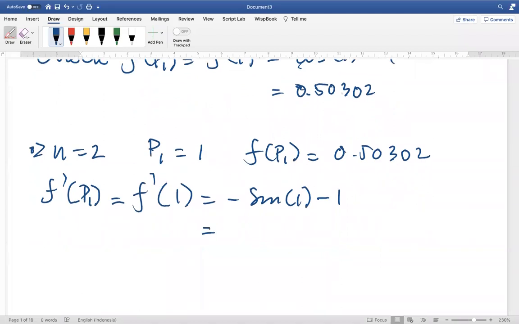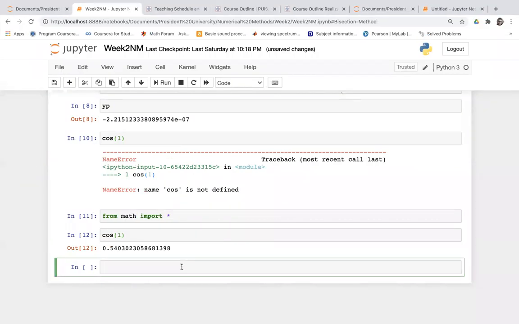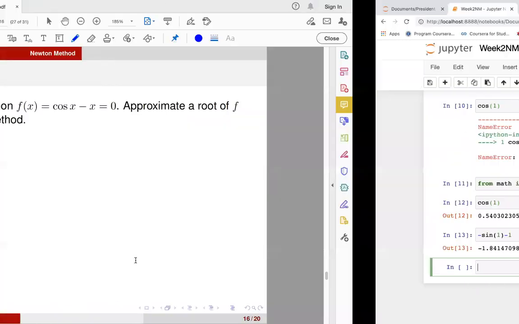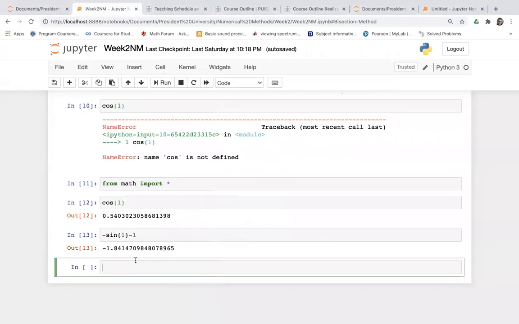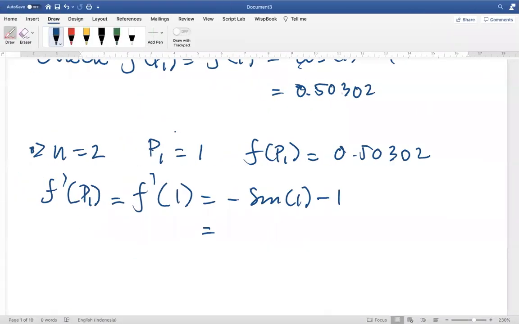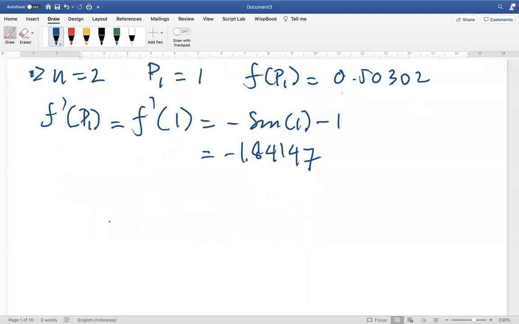Okay, let's check. Let's calculate minus sin 1 minus 1. See, the result is minus 1.84147. Minus 1.84147. Okay. Then you continue to find p2.